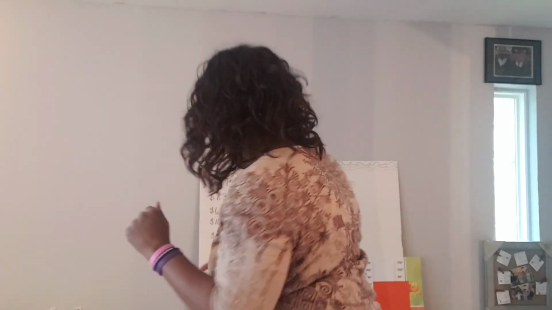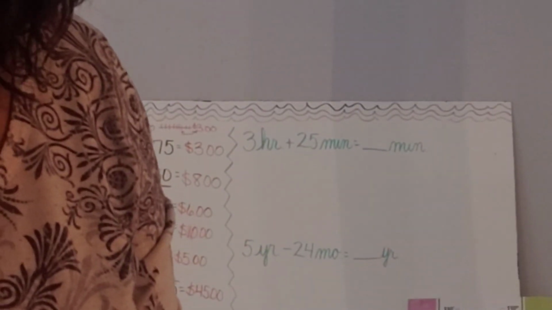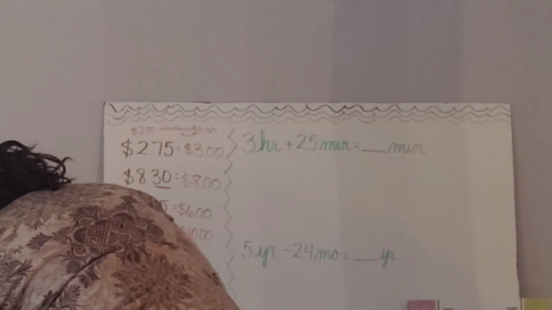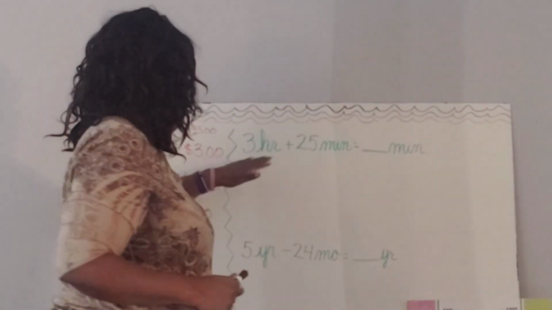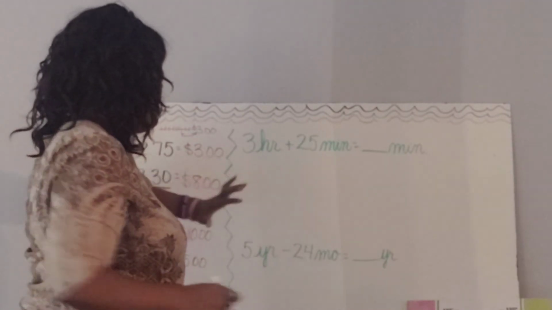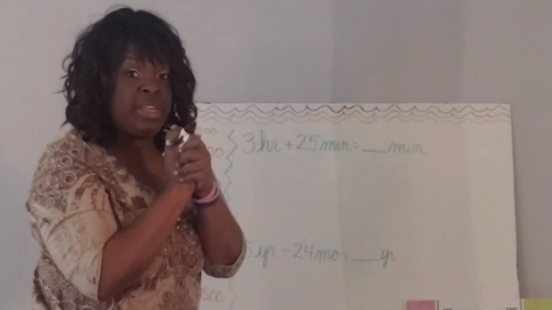All right, now I want you to be focused here again. We're just going to do a quick review of our measurement problems so that we will remember, because some of you are still unsure in some areas of it. So we look, 3 hours plus 25 minutes equals, oh, my minutes are missing.